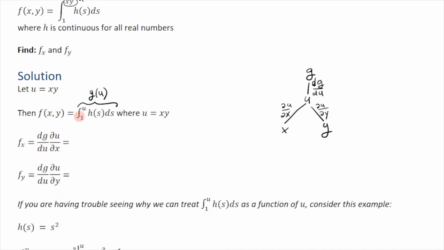dg du is the derivative of this guy with respect to u, and we know that if we differentiate an integral where the independent variable is right here, then we will get the integrand evaluated at this point. And then partial u partial x is equal to y. That's what I got from here. And then this is equal to h of xy times y.